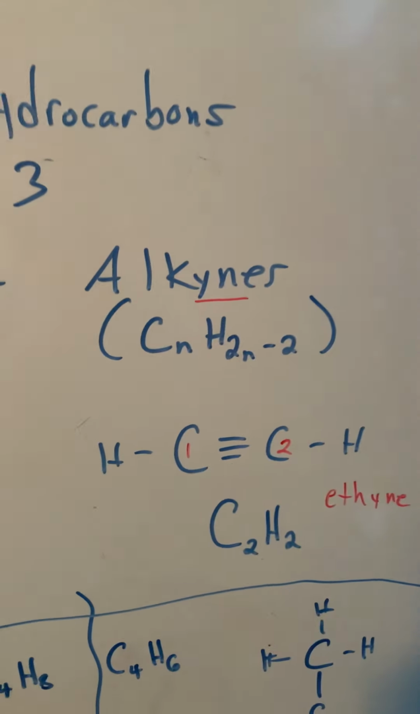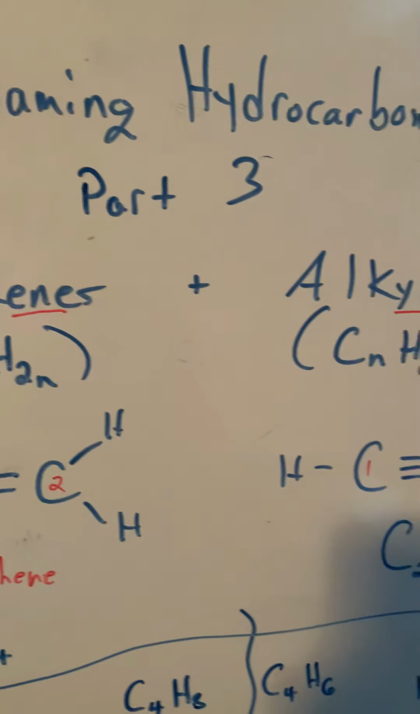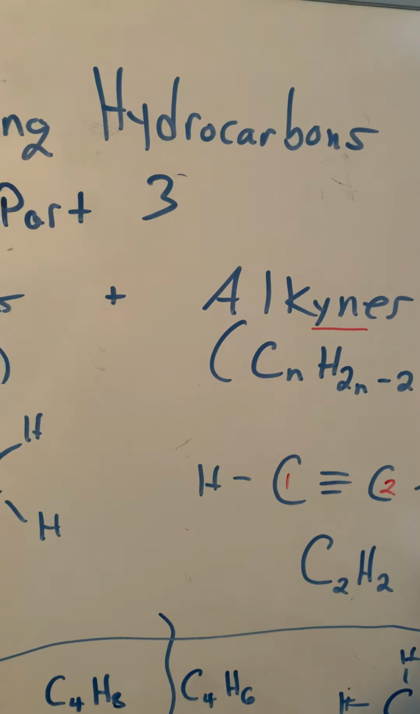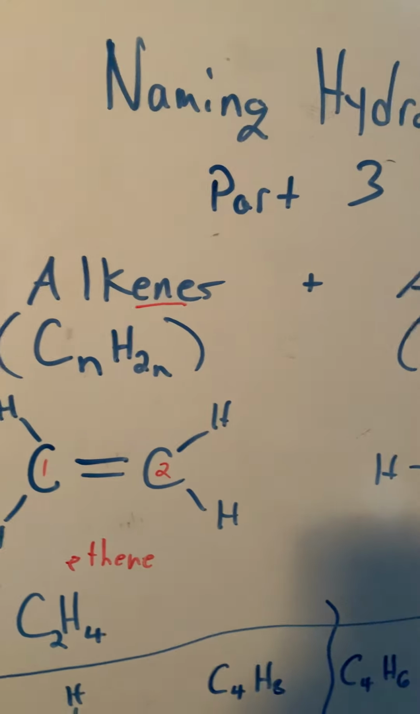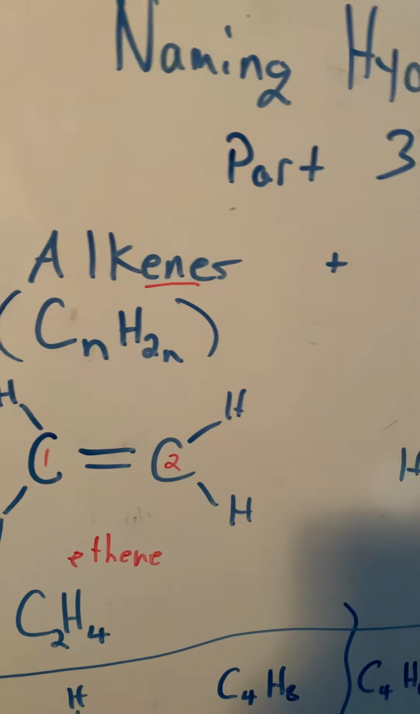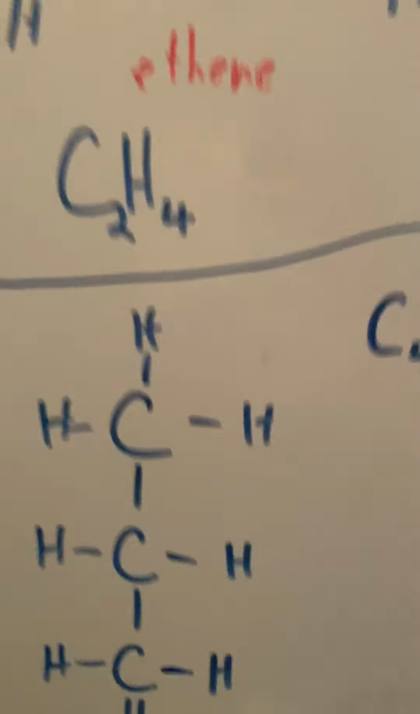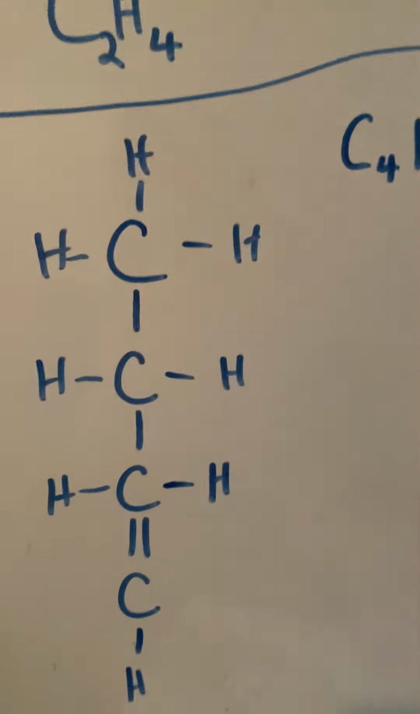So that's the simple, easy explanation between the naming. And it should be very easy to distinguish between these. Okay, but there is a little bit more complexity to it. How do I know where the double bond is if I have a longer chain? So here I have something a little bit different.